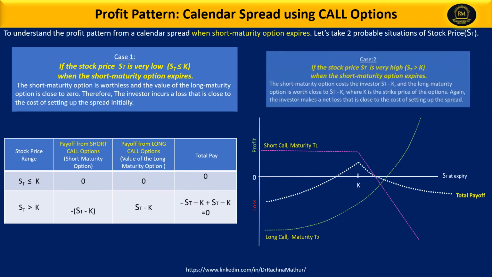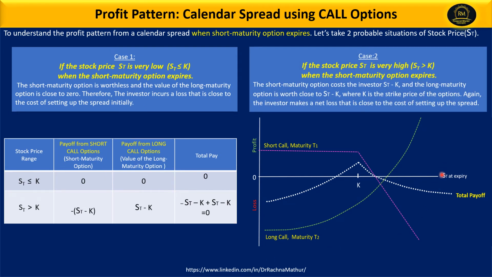Now let's take situation 2. If the stock price is very high when the short maturity option expires, in this situation the short maturity option costs the investor an amount equal to ST minus K, whereas the long maturity option is worth ST minus K. Whatever stock price is higher than the strike is the profit for the long call, that is, of long maturity. But again, when we add it up, we get a total payoff of 0. So again, the investor makes a net loss that is close to the cost of setting up the spread.